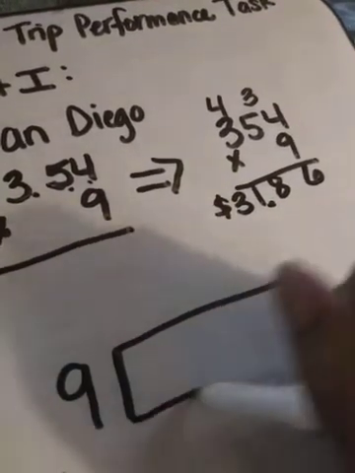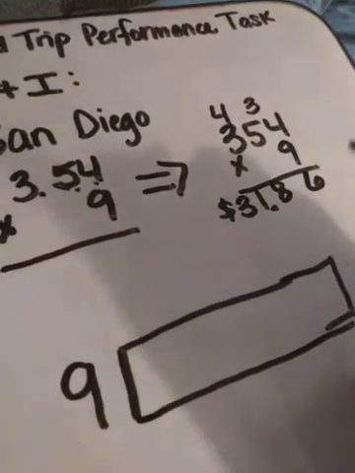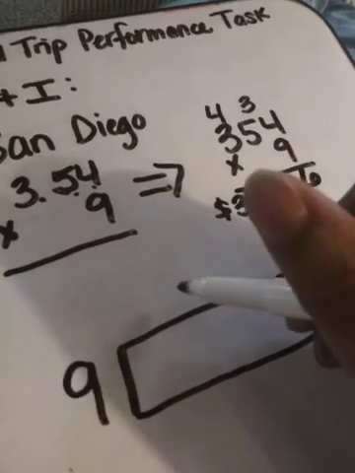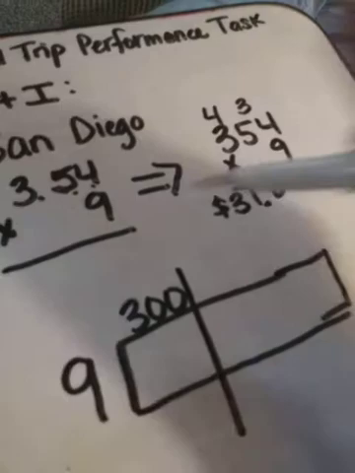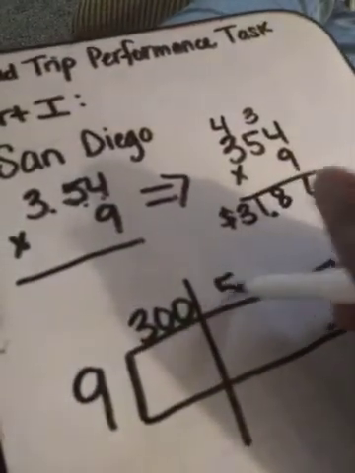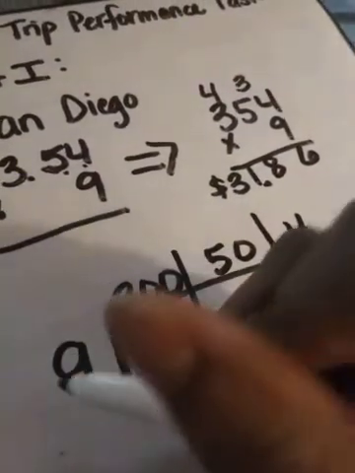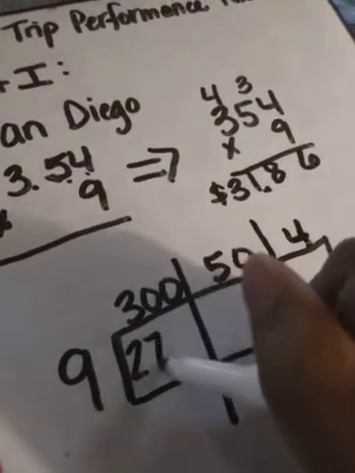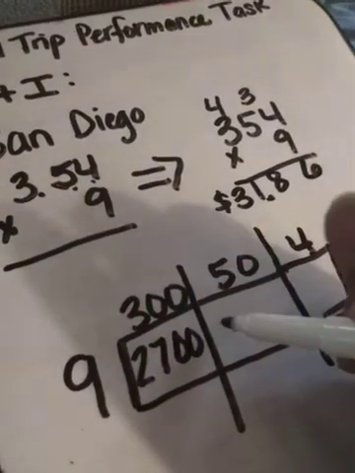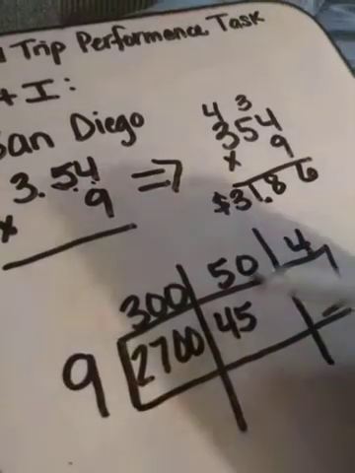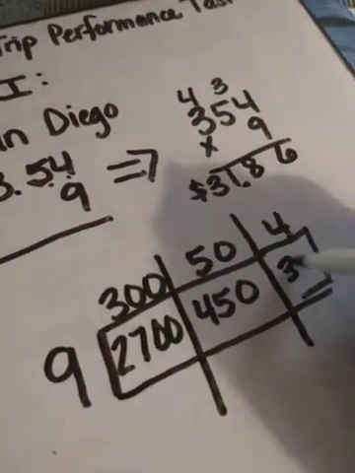That is perfectly fine if that's what works for you. So 9, of course, is going to be hanging out all by himself because it's just a 9, right? 9 ones. Then I'm going to have 300. Then I'm going to have 50, and I'm going to have 4. I'm going to multiply all these things together. So 9 times 3 is 27. If I tack on those 2 zeros, I have 2,700. 9 times 5 gives me 45. If I put the 0 on, there we go, 450. Last but not least, 9 times 4 is 36.